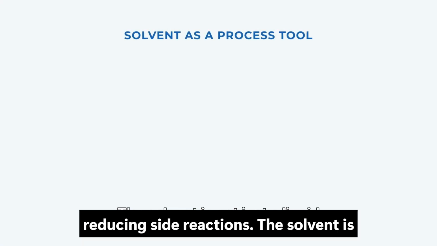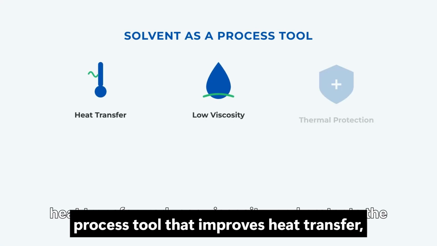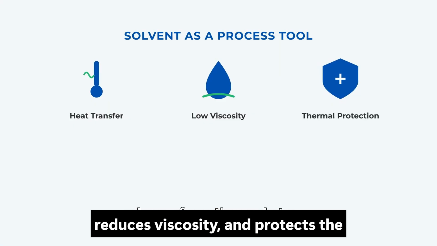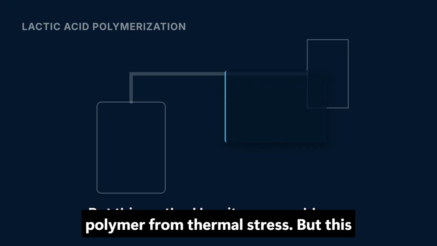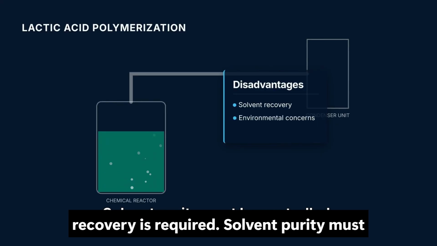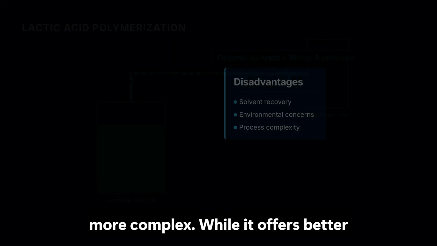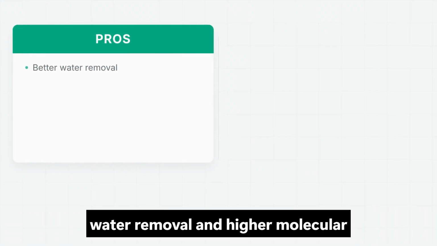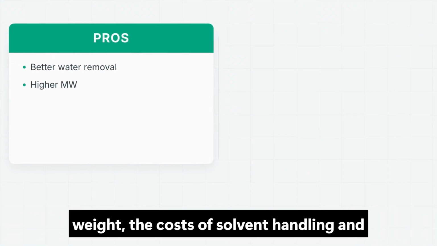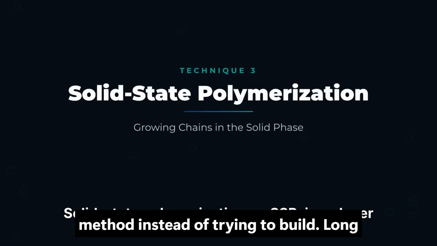The solvent is not just a liquid medium. It is a process tool that improves heat transfer, reduces viscosity, and protects the polymer from thermal stress. But this method has its own problems. Solvent recovery is required. Solvent purity must be controlled. Environmental and safety concerns increase. The process becomes more complex. While it offers better water removal and higher molecular weight, the costs of solvent handling and recovery make it less attractive for large-scale production.